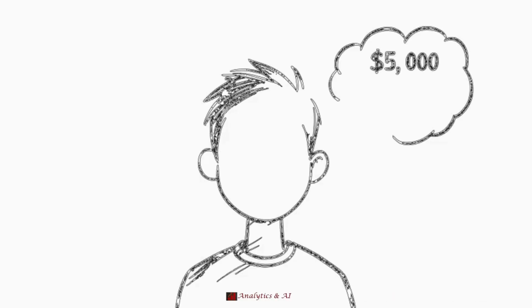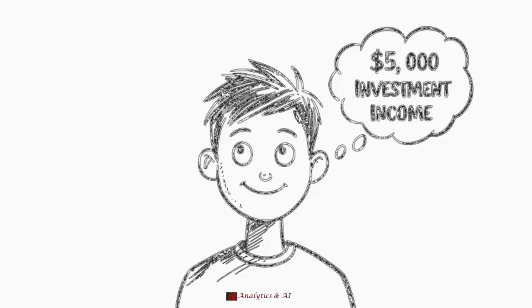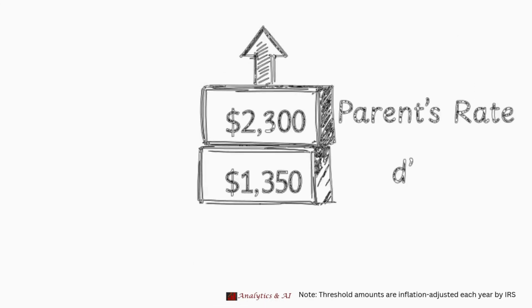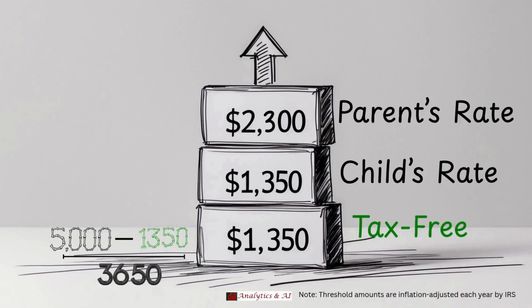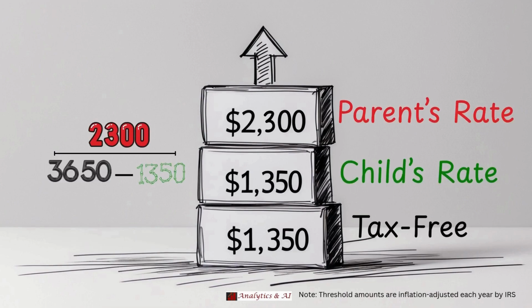Let's see how it works. Brian, age 16, earns $5,000 from investments. The first $1,350 isn't taxed at all, that's the child's unearned income deduction. The next $1,350 is taxed at Brian's own rate, usually 10% or 12%. The rest, $2,300, is taxed using Brian's parents' marginal rate.